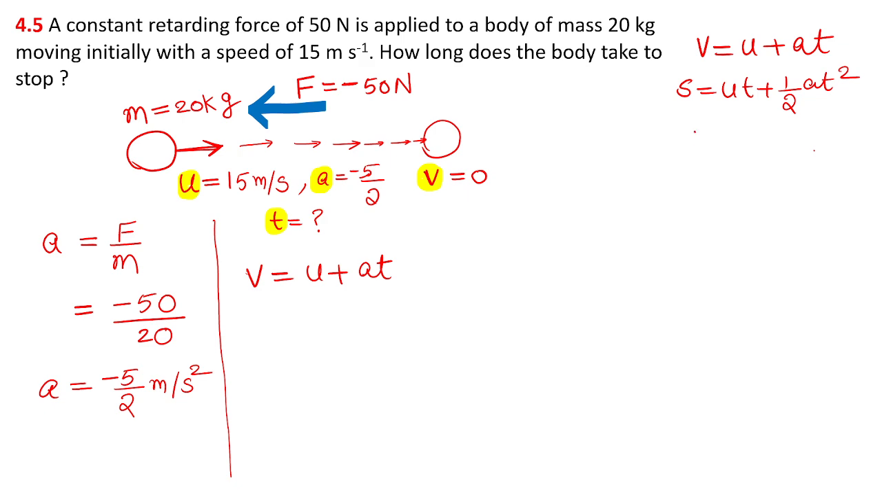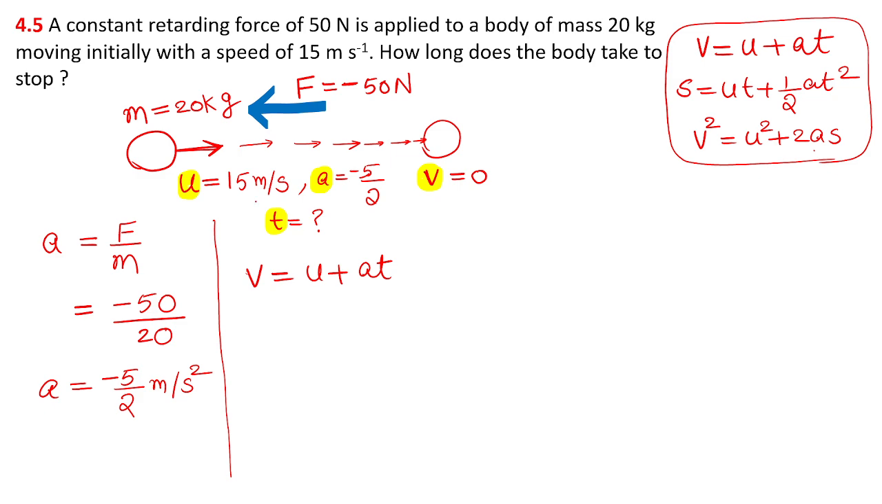And one more formula is V square equal to U square plus 2AS. These three formulas are very important in this chapter, laws of motion. Without these formulas you cannot do any problem. Is there any formula connecting U, A, V, T? Yes, V equal to U plus AT.